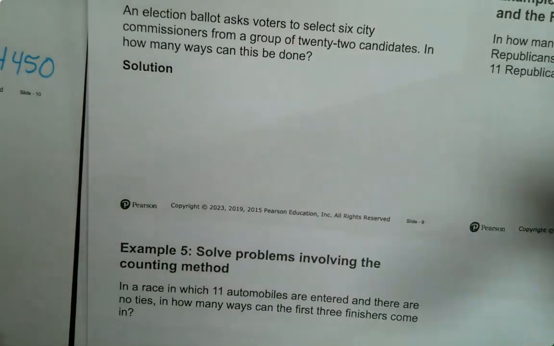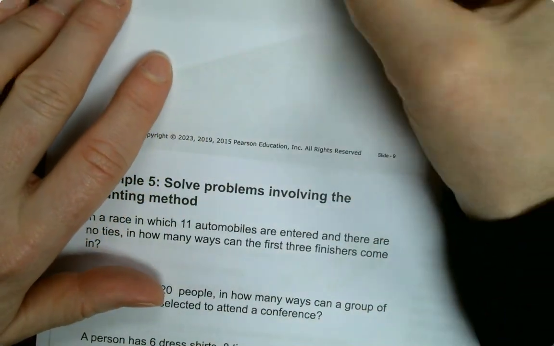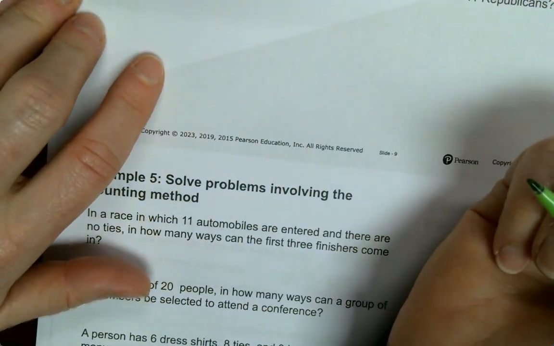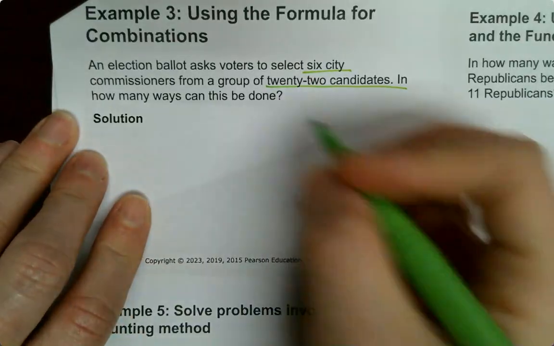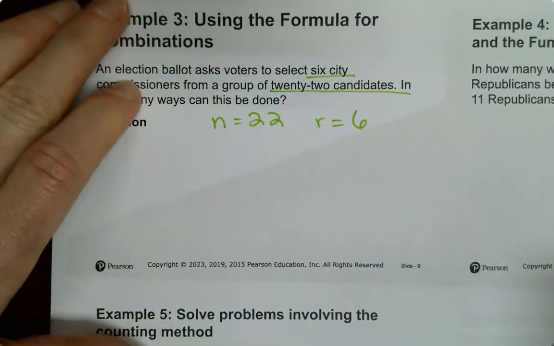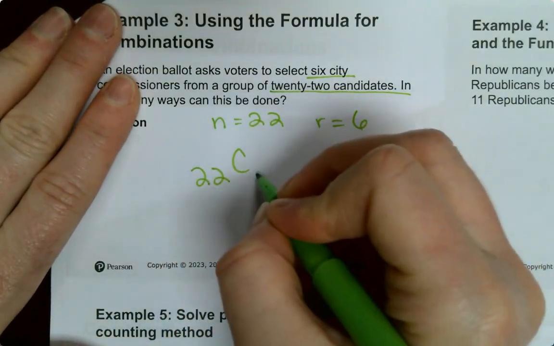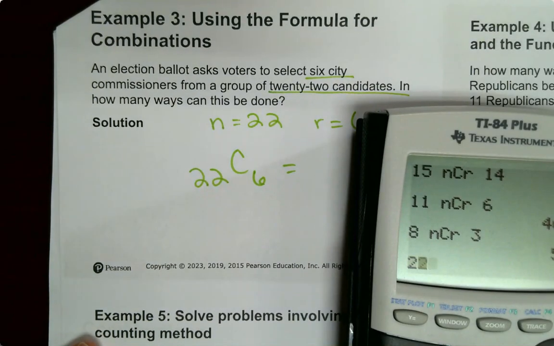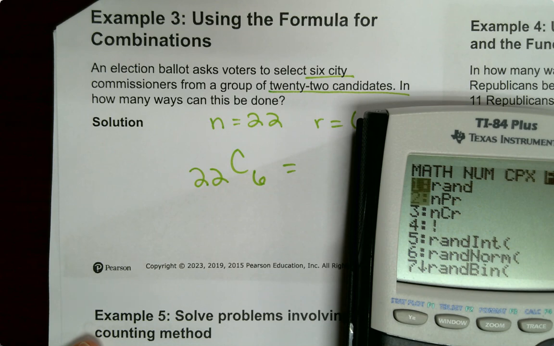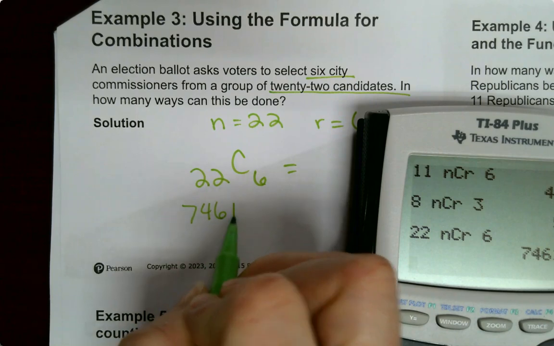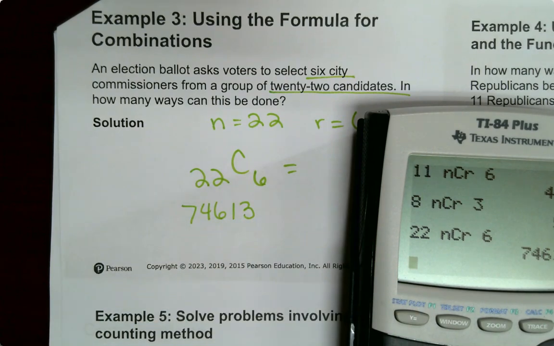Example 3. An election ballot asks voters to select 6 commissioners from a group of 22 candidates. How many ways can this be done? So we have n is 22, r is 6. So we use combination. Or you can use the formula.